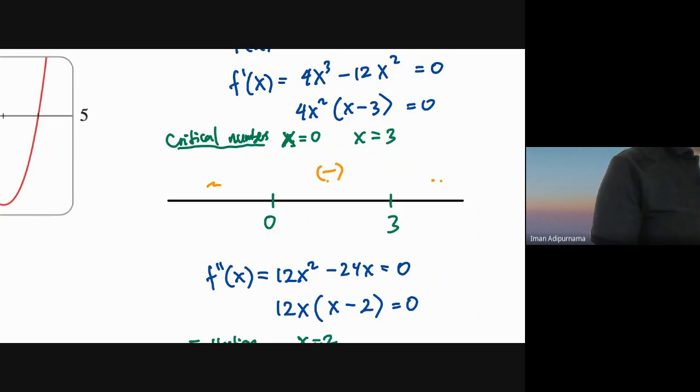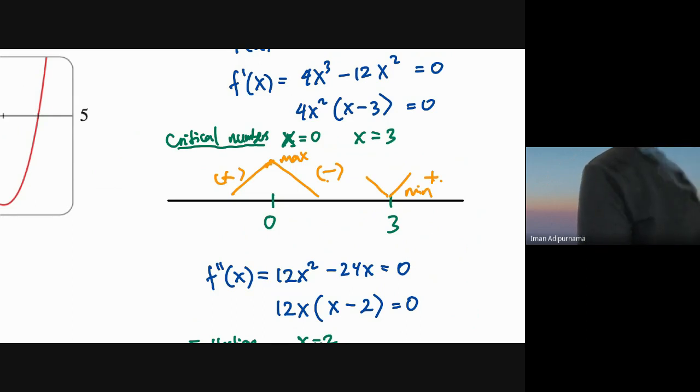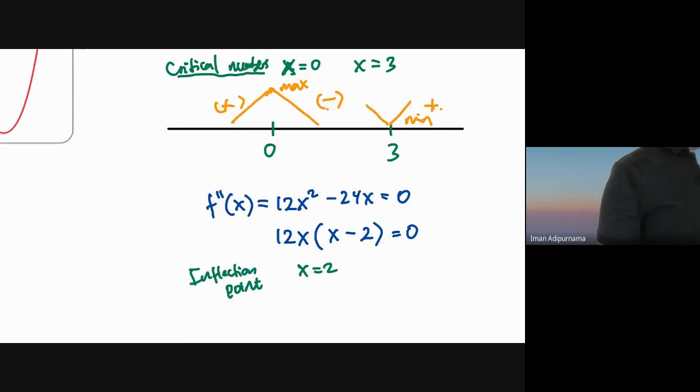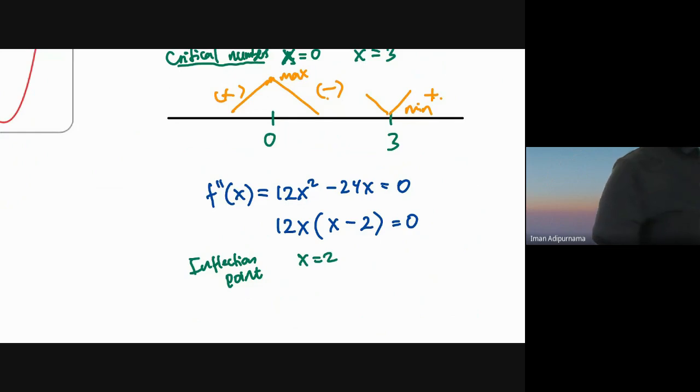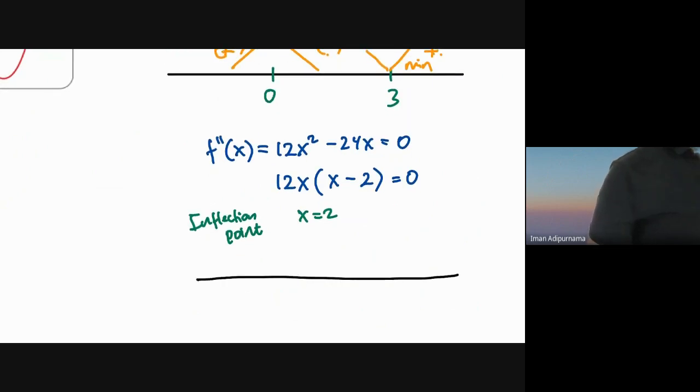Checking negative 1, it will be positive, right? It will be positive here. So this will be going there and going there. So the 0 will be max, and the 3 will be min. If you need to find the value, you can plug in 0 and 3 and find the value. And for this part here, you can do the same thing.